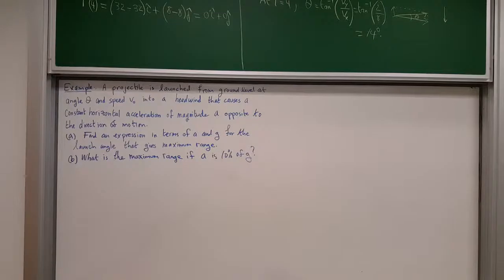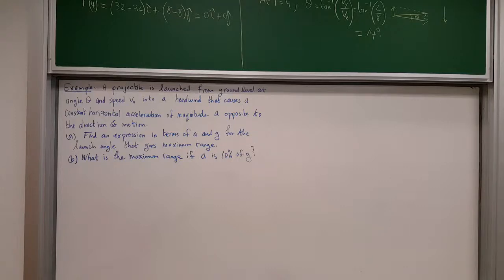So here's an example where we have a projectile motion, and it's maybe a windy day or something. So there is acceleration in the x direction that causes it to slow down. It says a projectile is launched from ground level at an angle theta and speed v initial into a headwind that causes a constant horizontal acceleration of magnitude a opposite to the direction of motion. They didn't have to say it's opposite to the direction of motion. It's obvious because they say it causes it to slow down, so it better be opposite to the velocity.